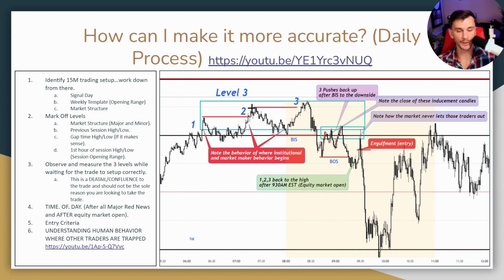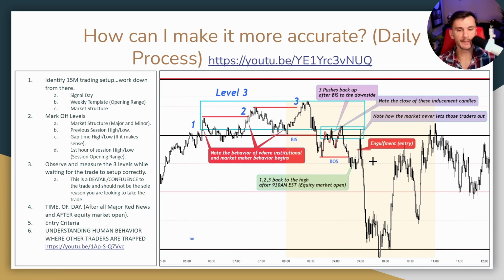This is a good pattern. 3 pushes, break in structure to the downside. Now I need to see 3 pushes back up. Push 1, push 2, push 3. Now I need to be after 9:30. Equity market opens, very important to me. So there's a break of structure, trend continuation down, and 3 pushes back up. Now, that's all fine and dandy.